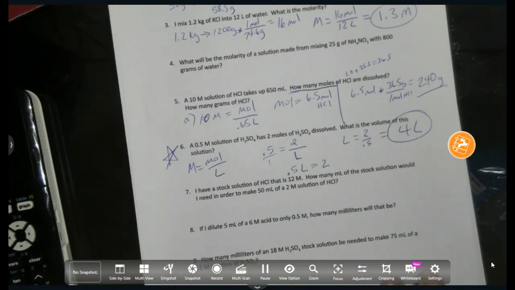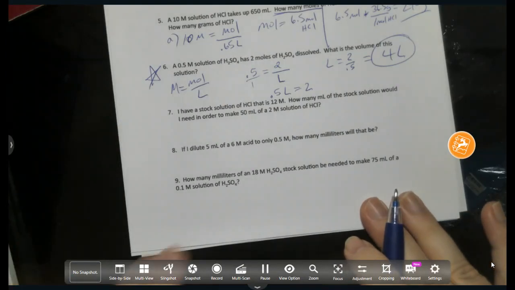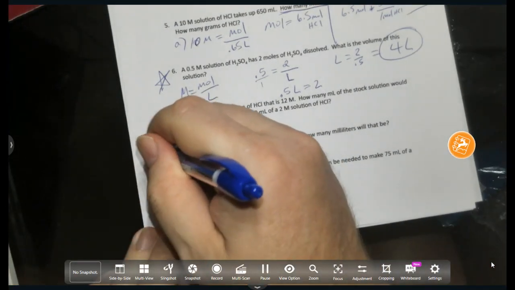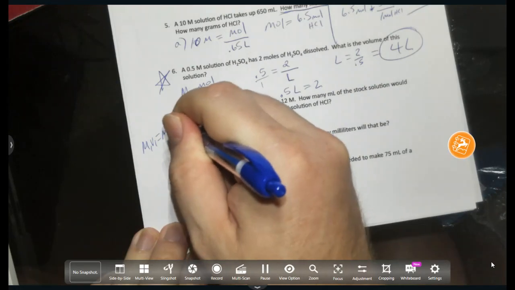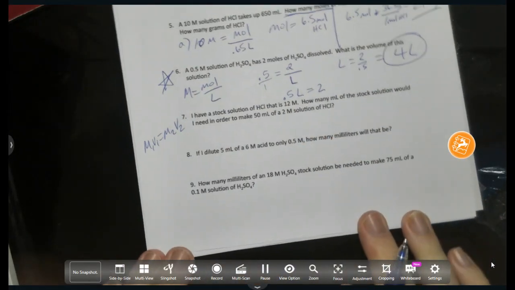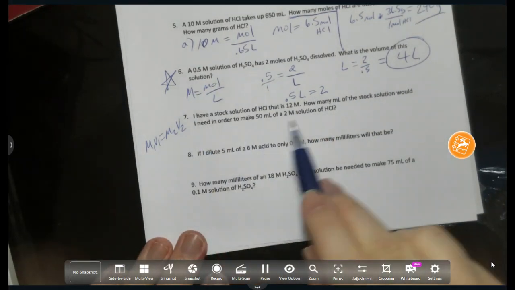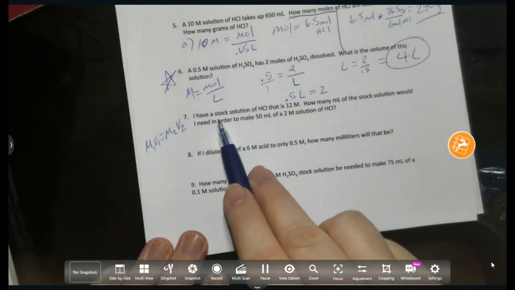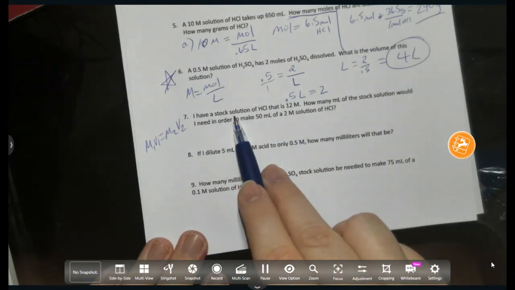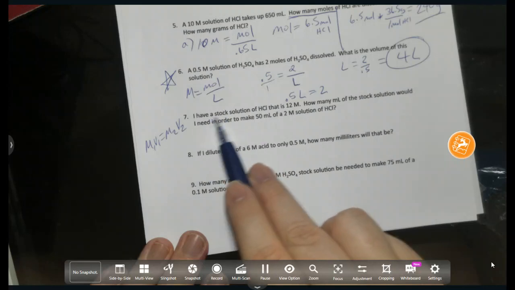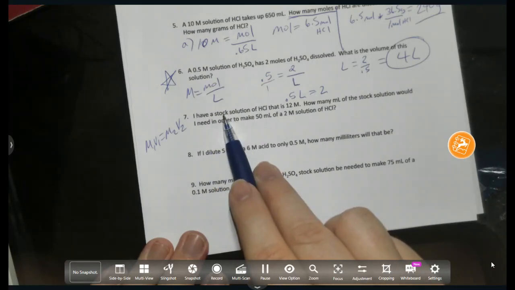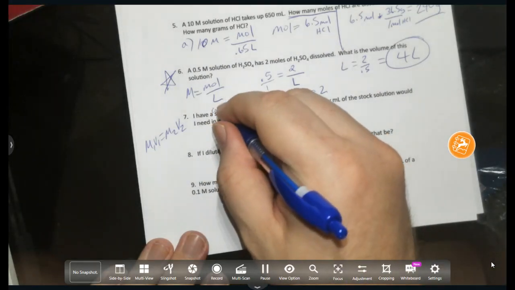Okay, on these last few problems here, we're going to do some dilution stuff. So we're going to move away from the moles over liters, and we're going to get back into the M1V1 equals M2V2. We're going to do dilution. So I have a stock solution of HCl that's 12 molar. So a stock solution is just like what your teacher would have in the chemical room, the stuff we order from the company that's concentrated. All right, so that's an important idea.